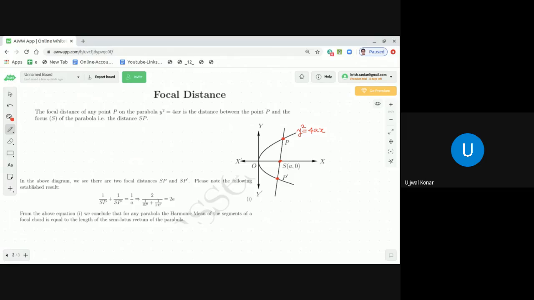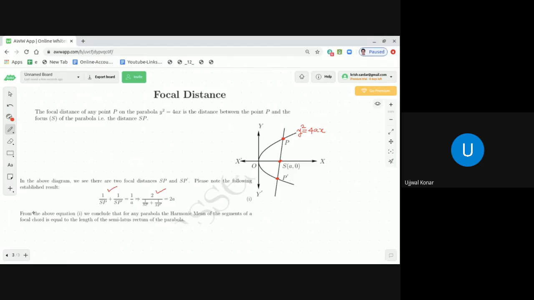by a. Okay, and that actually tells that 2 by (1 by SP plus 1 by SP dash) is equal to 2a. So apparently it looks like the second conclusion what we did is a little more complex than the previous one, right? But why so? Because this information, that is 2 by (1 by SP plus 1 by SP dash) is equal to 2a, gives us an important conclusion, and that is that, what we see is that for any parabola, the harmonic mean of the segments of a focal chord is equal to the length of the semi-latus rectum of the parabola.